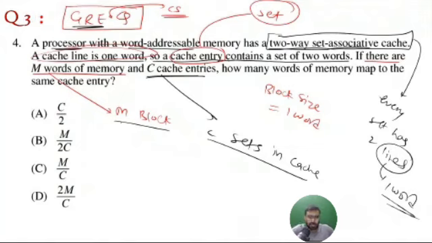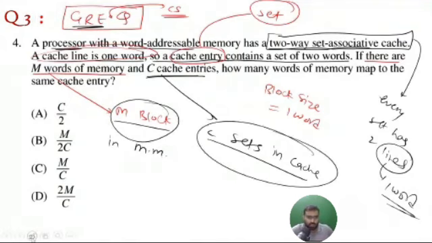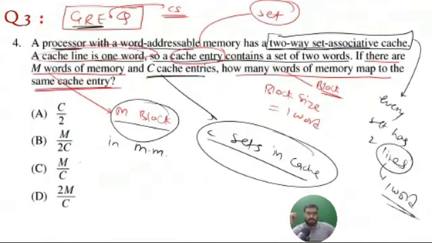Now the question is asking how many words, and word means block, how many blocks of main memory map to the same cache entry? Can you tell me what is the answer? Let me know. Did you understand the question? In this question, this cache entry word is given. This is something new. But in the question, it is very clear what it means. This is a question from the GRE exam. This is a standard question.